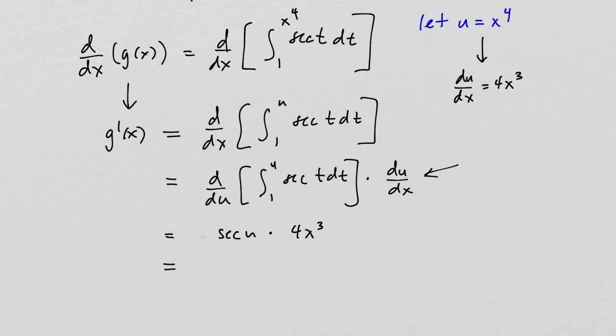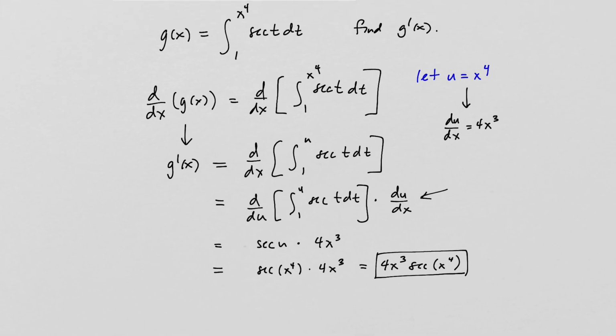So in the end here, I get secant of u, but again, u is x to the fourth, so now I'm going to plug that back in. So that gives us secant of x to the fourth multiplied by 4x cubed. And then the best way to write this as a final answer is to put the 4x cubed in front of the secant function.